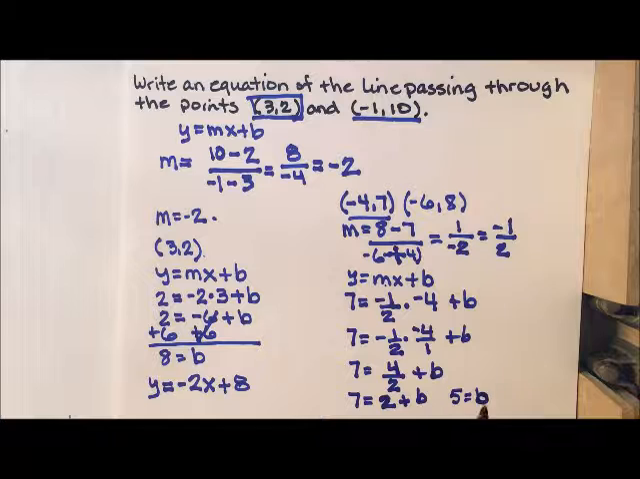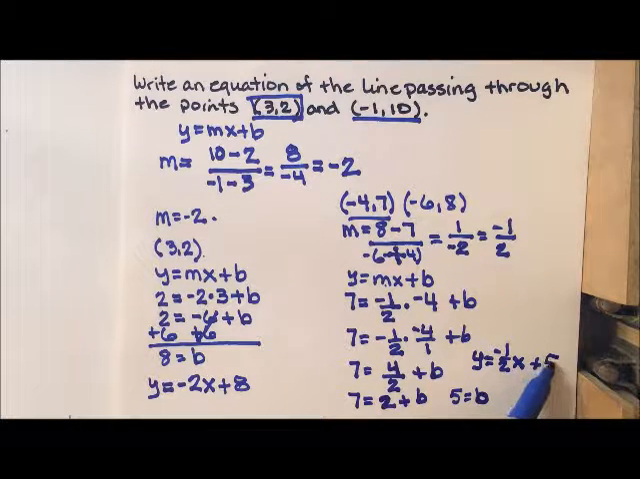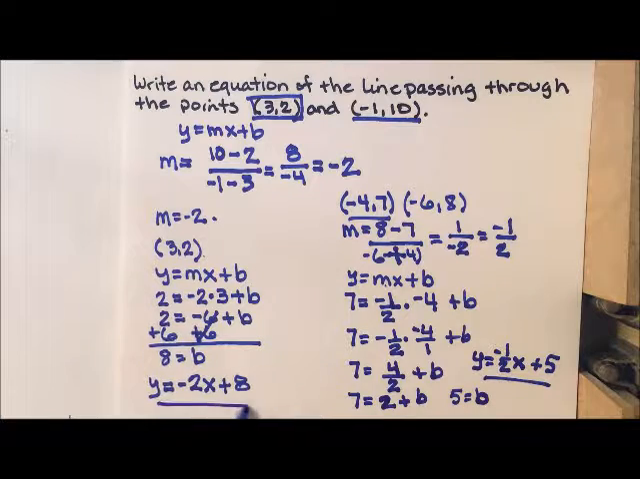So if I write my equation, I'll get y equals -1/2 x plus 5. And there you have your two equations, and that is it.